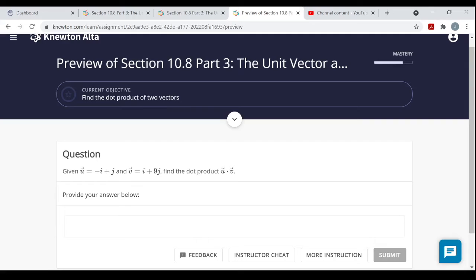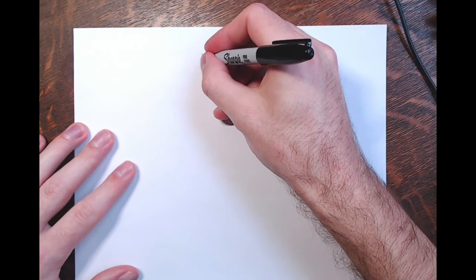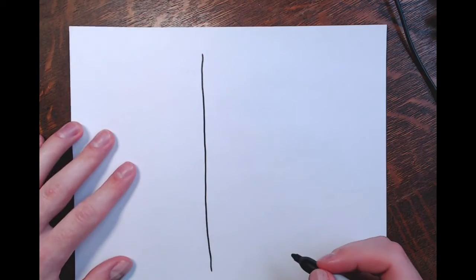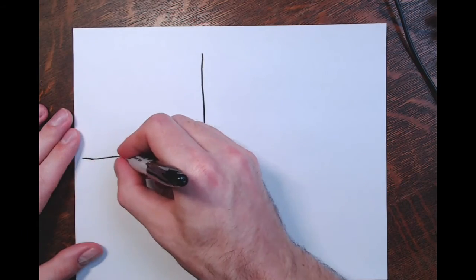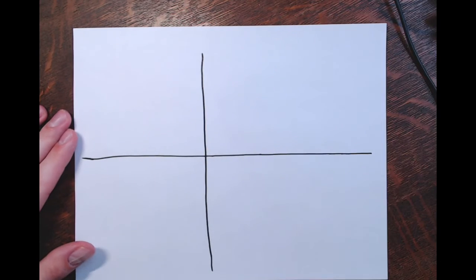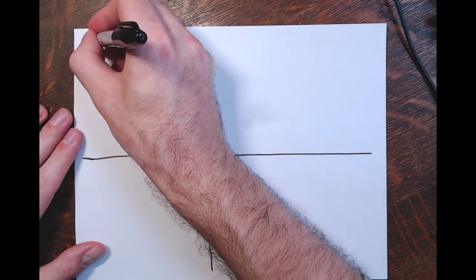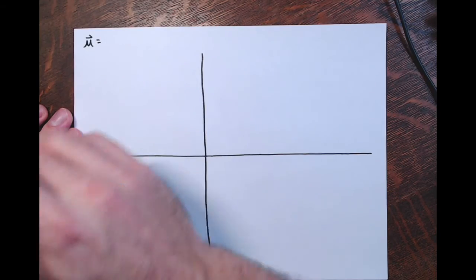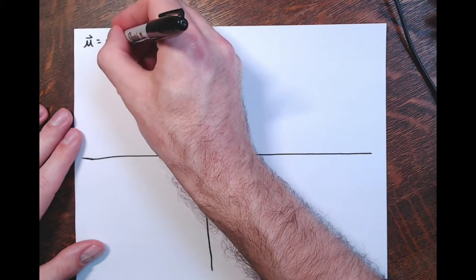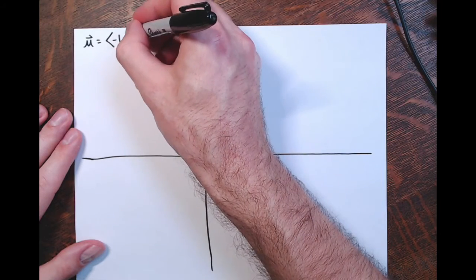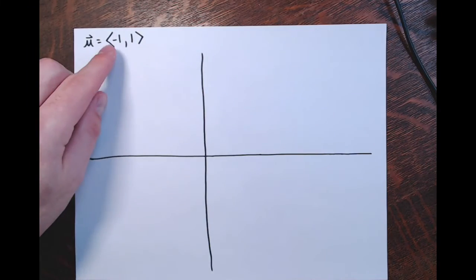So I'm going to go to a piece of paper here and draw these vectors. And there's a reason why I'm drawing them. I want to point out something else about the dot product that wasn't mentioned in their instruction. So there's x, y. Now vector u, they said it was negative i plus j, so negative 1 for the horizontal component, and positive 1 for the vertical component.